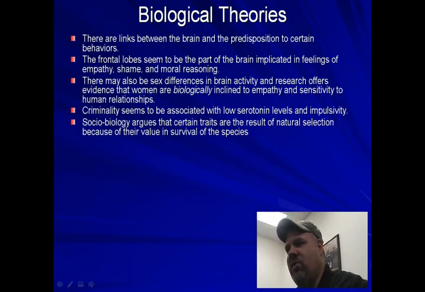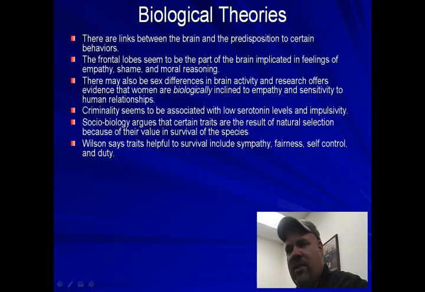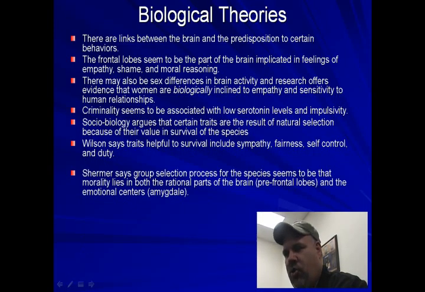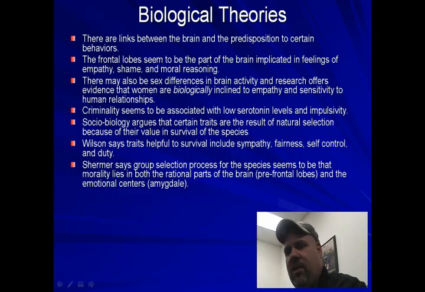Sociobiology argues that certain traits are the result of natural selection because of their value in survival of the species. Wilson says traits helpful to survival include sympathy, fairness, self-control, and duty. Shermer says group selection process for the species seems to be that morality lies in both the rational parts of the brain, the prefrontal lobes, and the emotional centers, the amygdala.